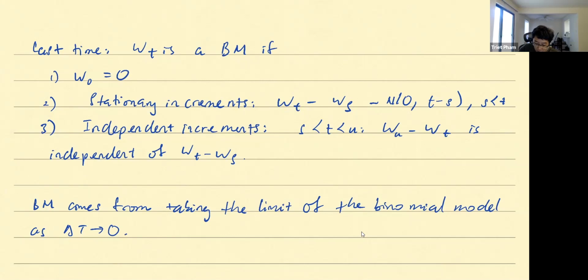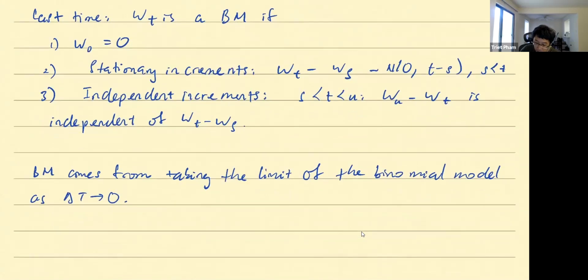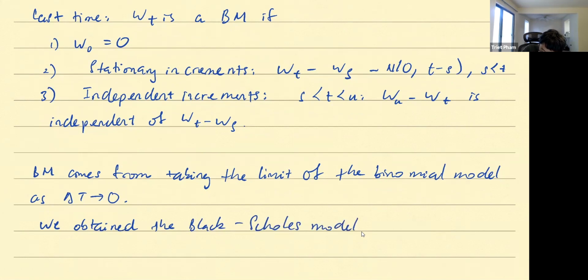We won't repeat the process of how the limit behaves, but basically as the time step goes to 0, we obtained a model, the Black-Scholes model, for the log return of a stock.